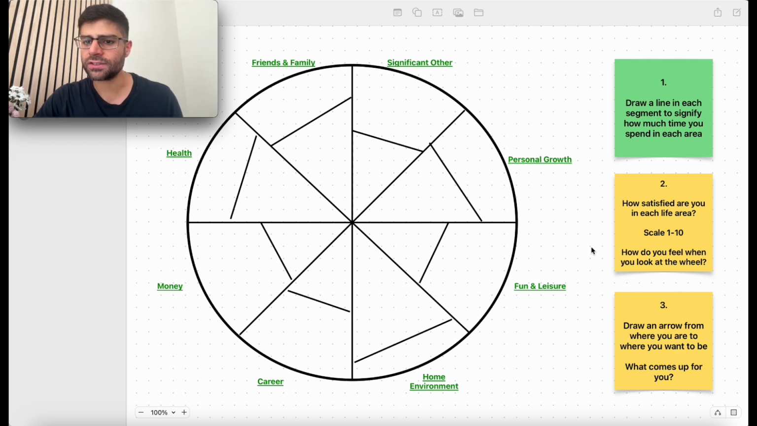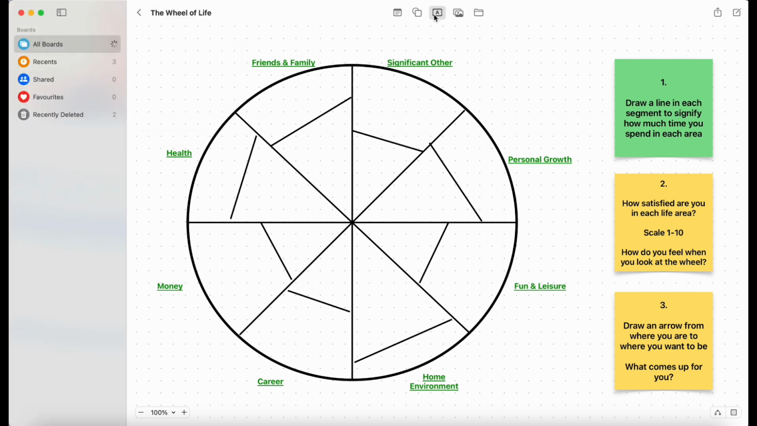Now we're going to go into step two. How satisfied are you in each life area? So this is a scale of 1 to 10. 10 being you are as satisfied and fulfilled as you can be, and 1 being you are not satisfied at all, and anywhere in between. And as you score each section, think about how you feel as you score each one and look at the wheel. So let's go into this.